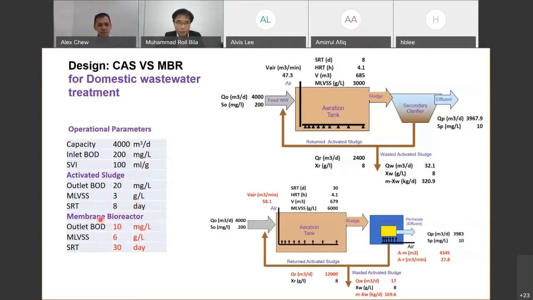For MBR, I also take it from the previous slide. So outlet BOD is lower, it's 10. MLVSS is higher, 6 gram per liter, and sludge age is 30 days.